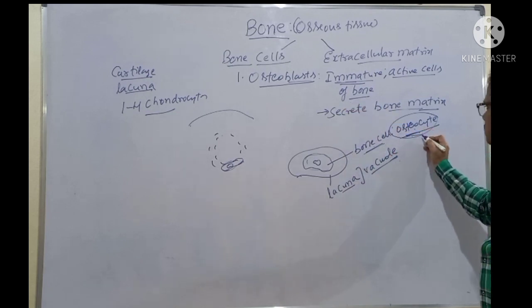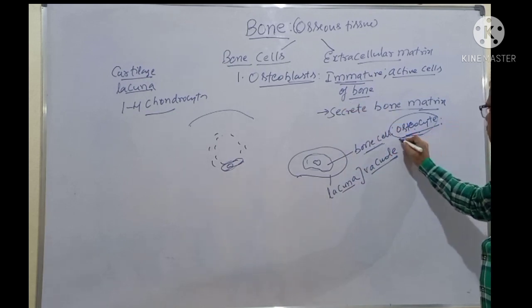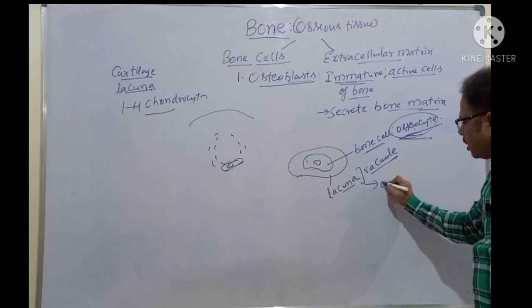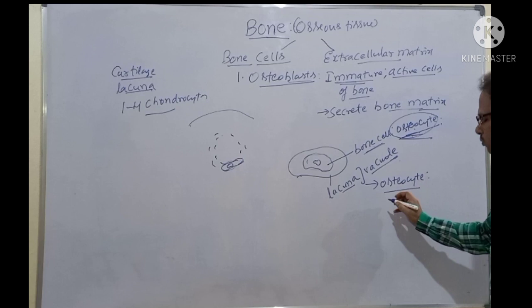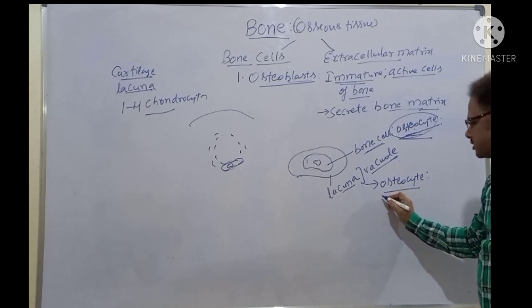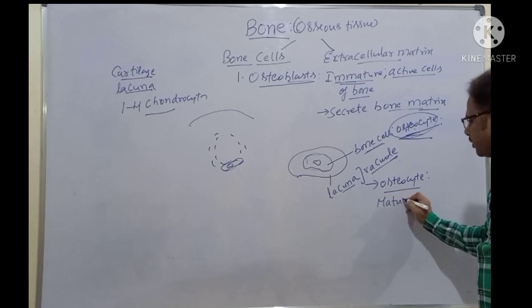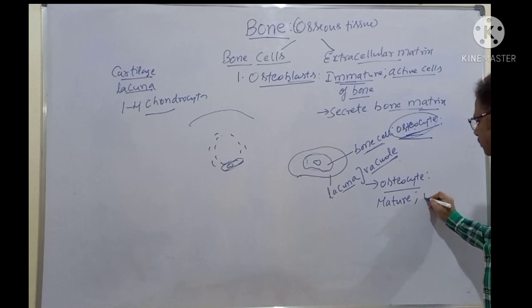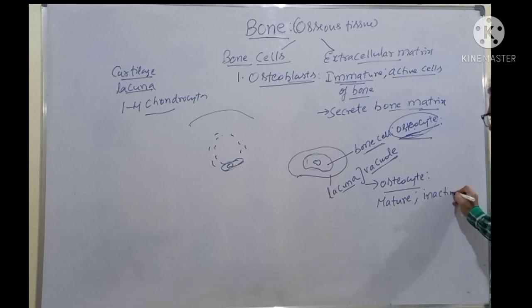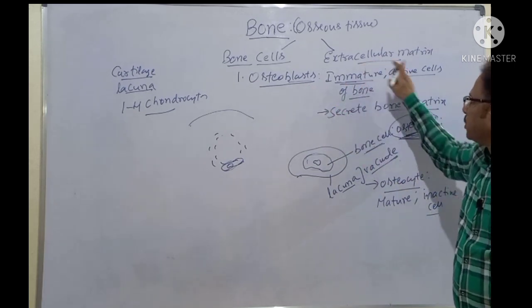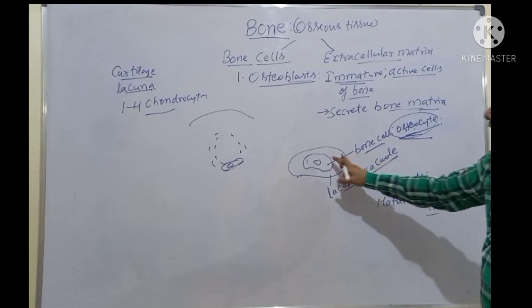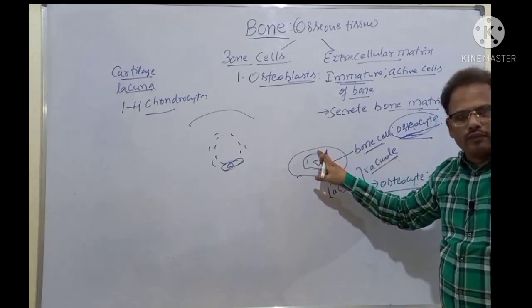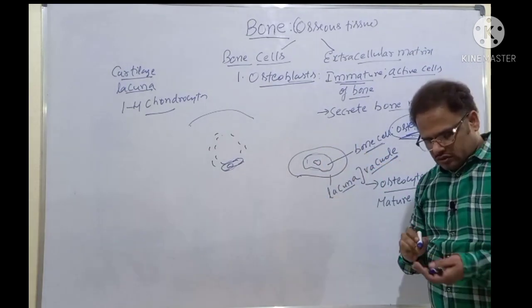What is osteocyte? Here I am writing, osteocyte is a fully formed cell. What is a fully formed cell, students? It is a mature cell, but an inactive bone cell. Whereas osteoblast is an immature but active cell. Osteocyte is a mature but inactive cell and gets entrapped inside the lacuna. Clear, students, all of you?